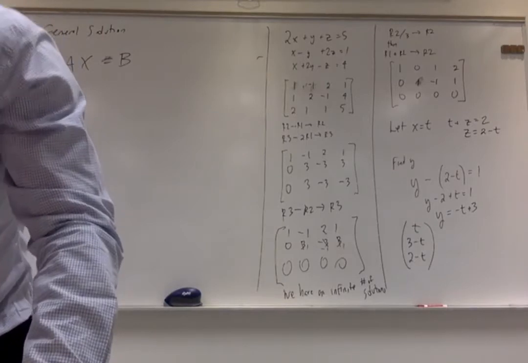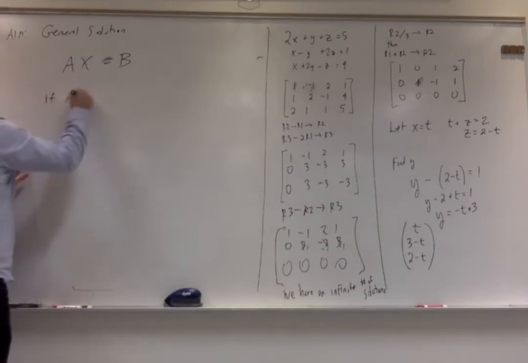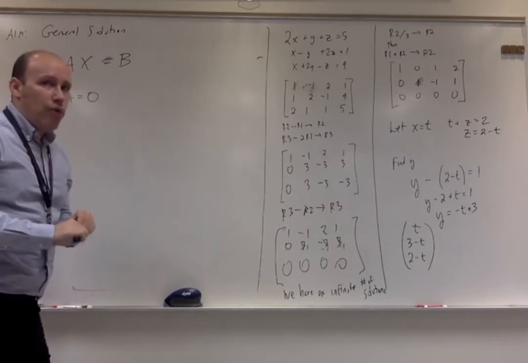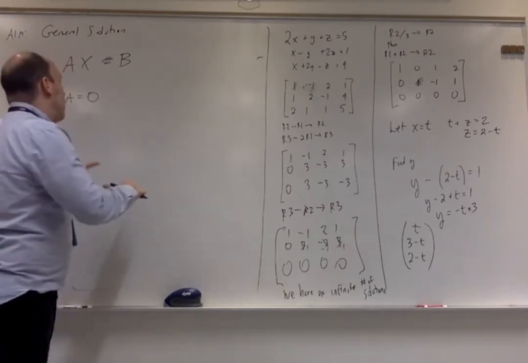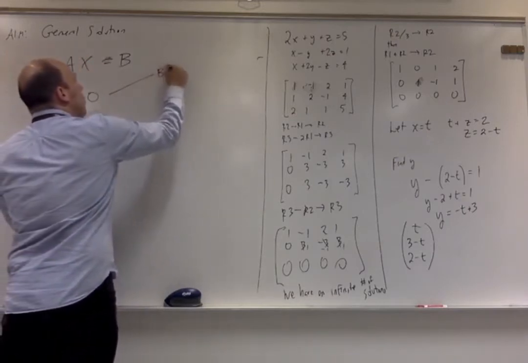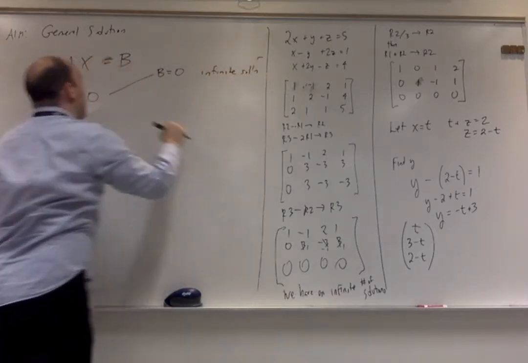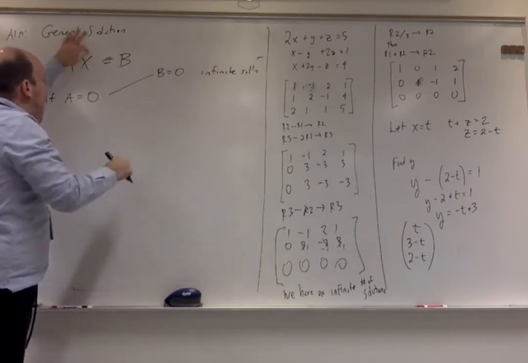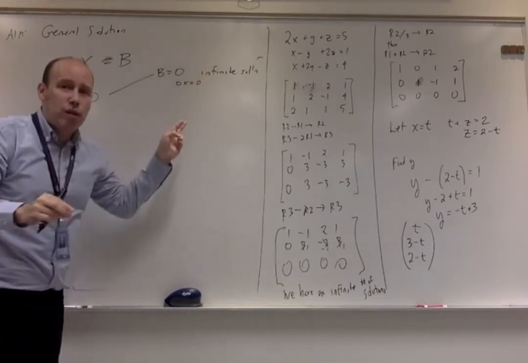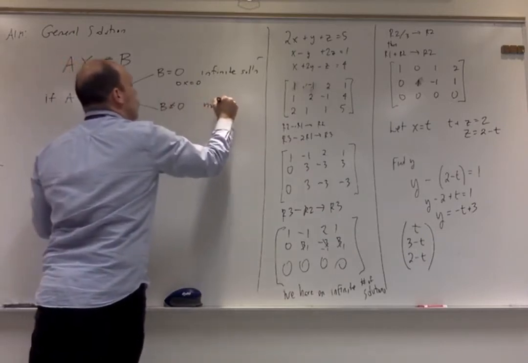So what's the first issue? The first issue is if a equals 0. If a equals 0, we're either going to have infinite or no solutions. So if a equals 0 and b equals 0, we have infinite solutions. Because it doesn't matter what x is. Like 0 times x, once again, 0 times x equals 0. Any x works in there. The problem is, if b does not equal 0, then we have no solution.